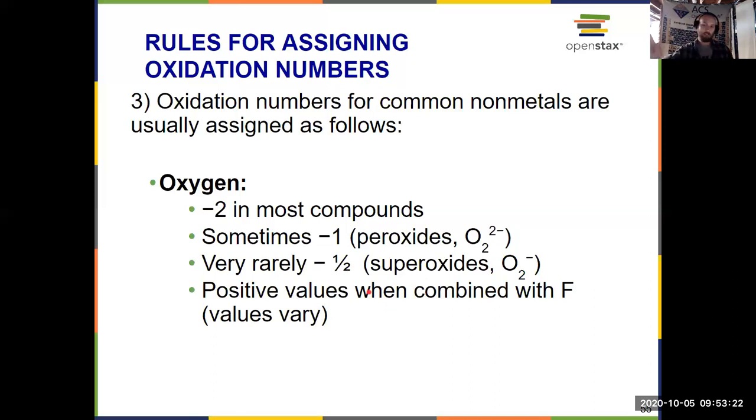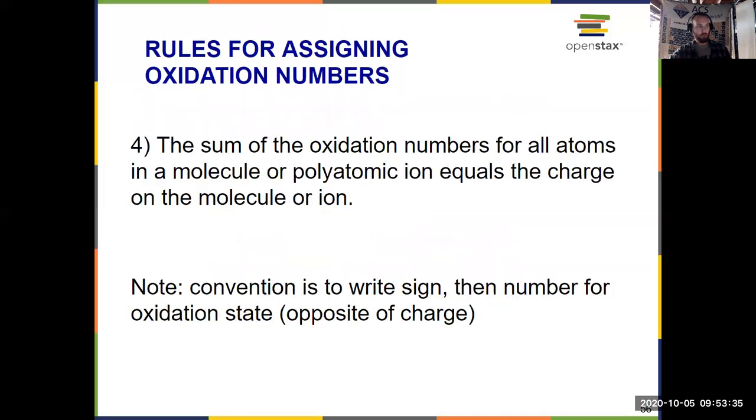So you see fluorine has no exceptions. Oxygen has very few exceptions, and the halogens only have the exceptions if they're bonded to oxygen or fluorine. So that's it in terms of rules. We just have to take number 4 to figure out anything else that would be in a molecule. And rule 4 tells us that the sum of the oxidation numbers for everything in a molecule or a polyatomic ion has to equal the overall charge on the molecule or the ion.